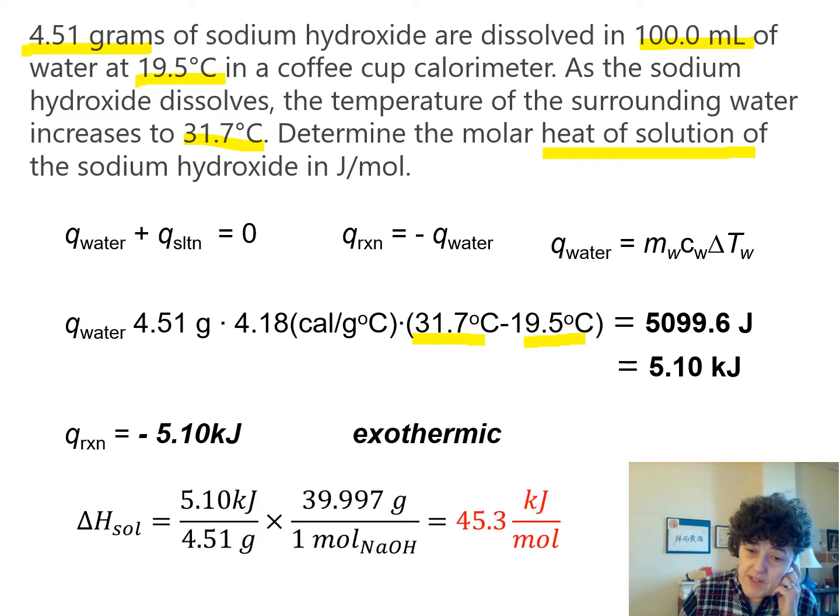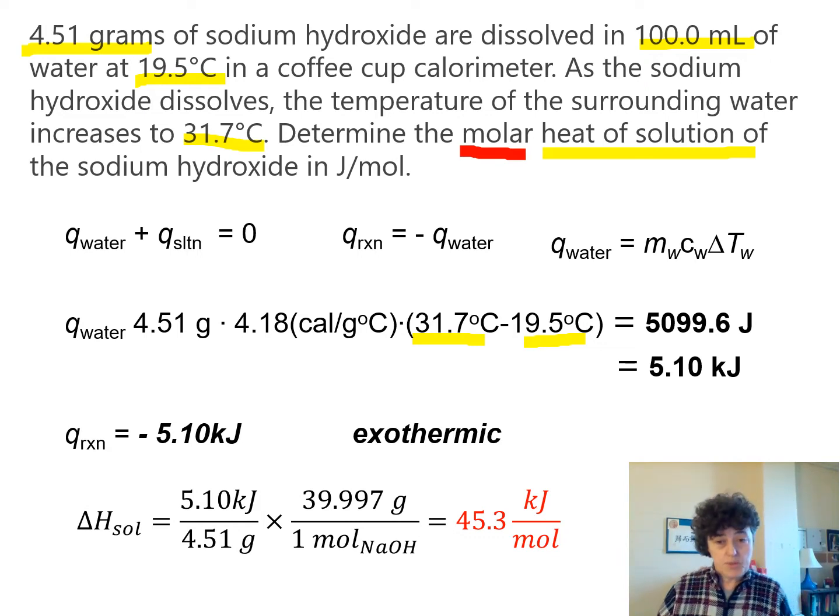Now we need to be careful because what they're asking us is the molar heat of solution. So we need to figure out how much heat is given off by 1 mole of sodium hydroxide. We do not have 1 mole of sodium hydroxide. We have 4.51 grams of sodium hydroxide. So we need to set up a series of conversion factors. So we know that 5.1 kilojoules are given off by this amount of sodium hydroxide. So we divide, then we multiply by the molar mass of sodium hydroxide. So we can simplify grams of sodium hydroxide, and we get the kilojoules per mole. That's what we're looking for. That is 45.3 kilojoules per mole.